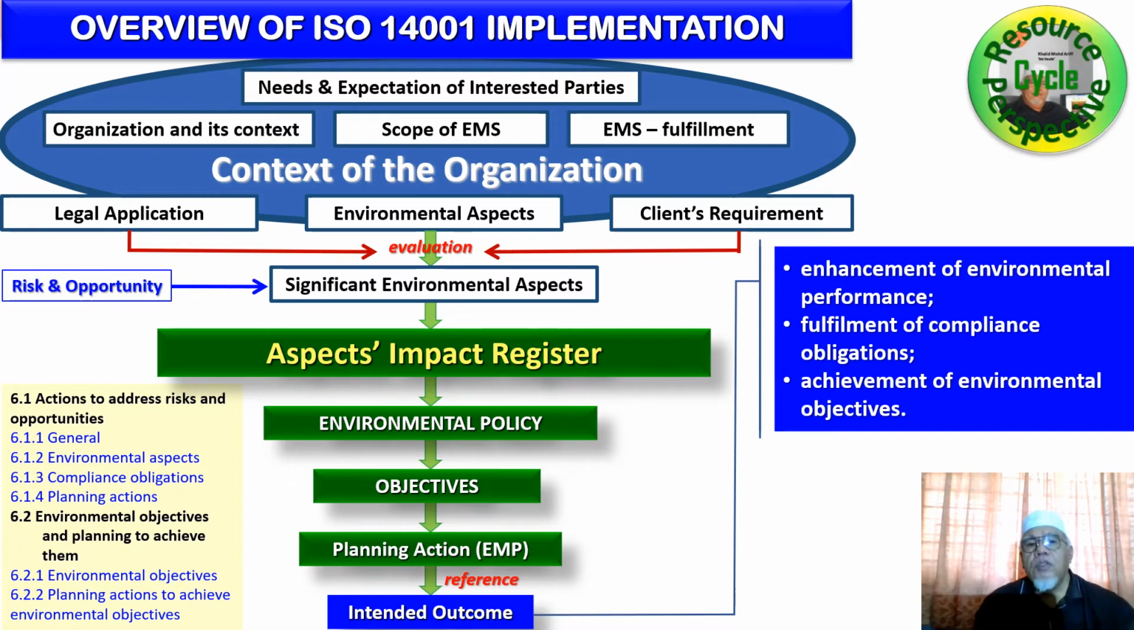What we are going to do today is over here: environmental aspects. We are going to use the basic concept of environmental and mechanical engineering methodology, the mass balances. So it's about input and output. This is how we determine the environmental aspects involved in each process of our organizational activity.